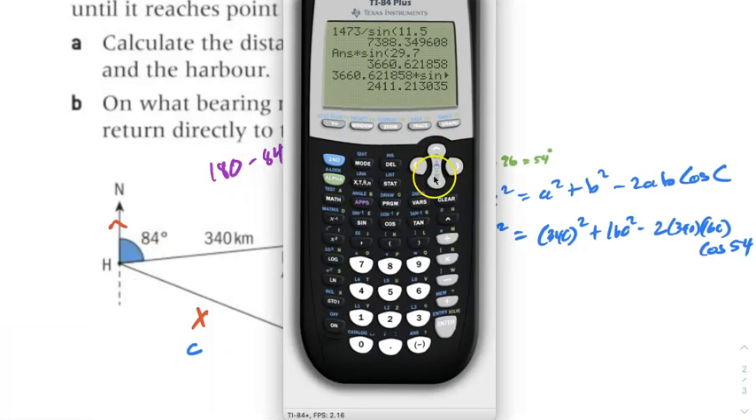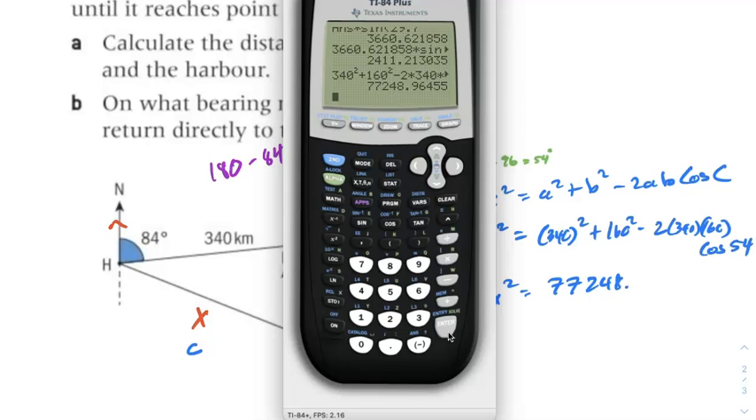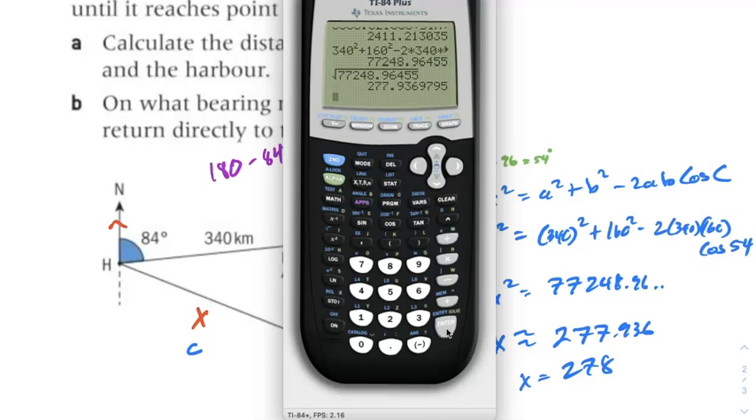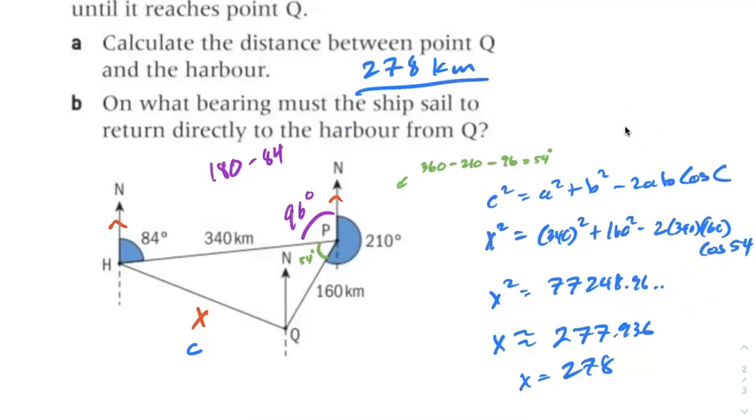So let's move back my calculator. So we're going to do 340 squared, plus 160 squared, minus 2 times 340 times 160 times cosine of 54. So I get that, and that's what x squared equals, 77,248.96 and so on. Square root of both sides, and I get x is approximately 277.936. We're doing three sig figs, 278. So we've got about 278 kilometers. There we go. Probably helps if I move my calculator so you can see it.